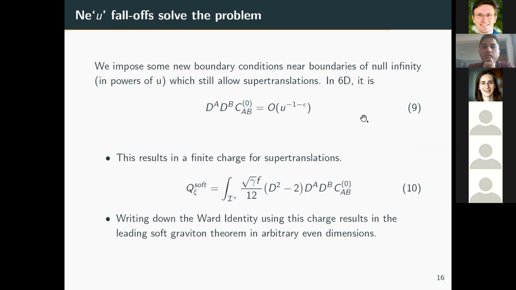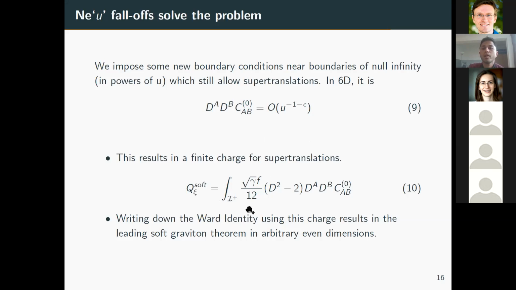So now the fall-offs in u that we impose are this, on the divergence of the radiative data. We say that it should fall faster than 1 over u, near u equals plus infinity and minus infinity. And once you impose these fall-offs, you get a finite charge for supertranslations. This is just for 6 dimensions. I'm writing here the condition for 6 dimensions, but it has also been done for arbitrary higher dimensions, and it is in the paper. And the soft charge that you get once you impose this condition, which is finite, is in 6 dimensions given by this expression.